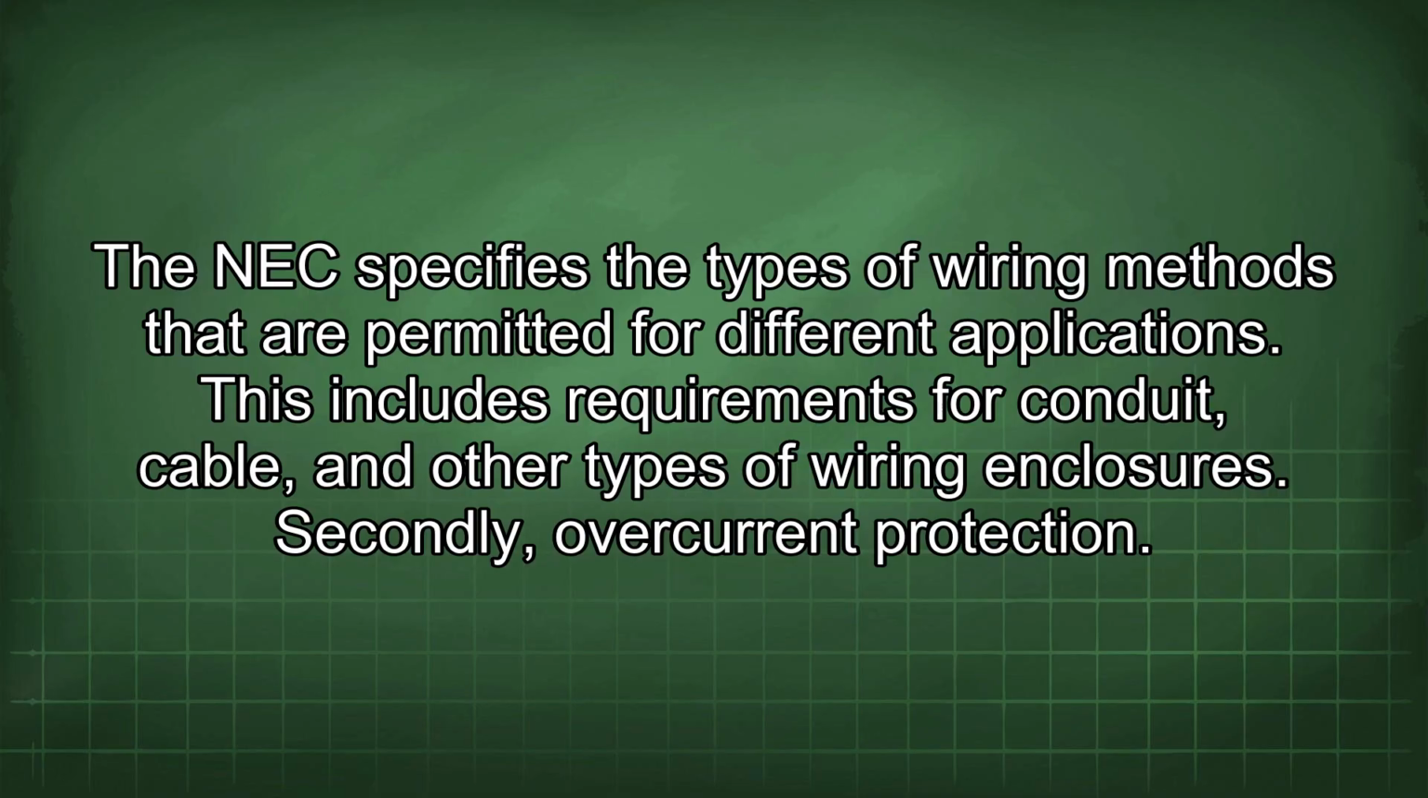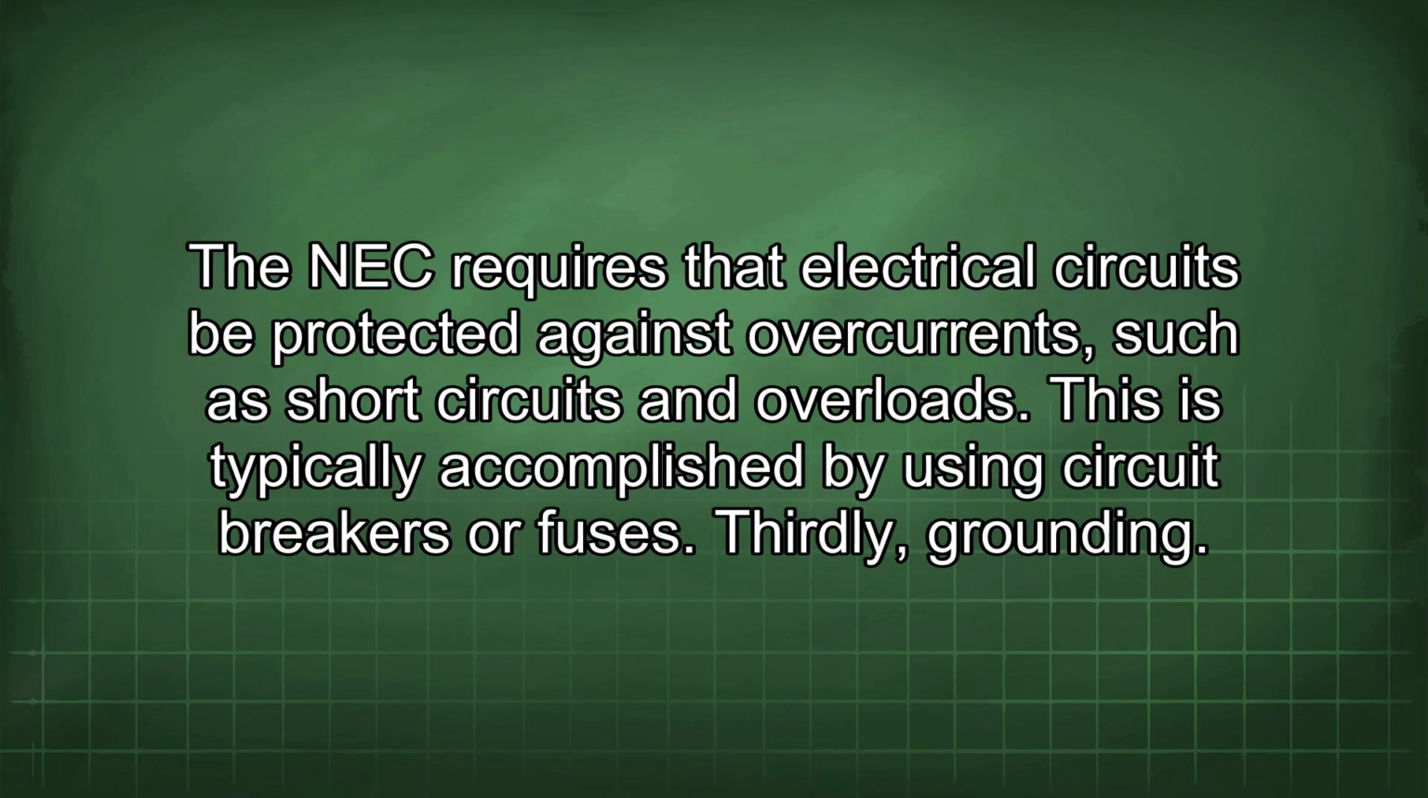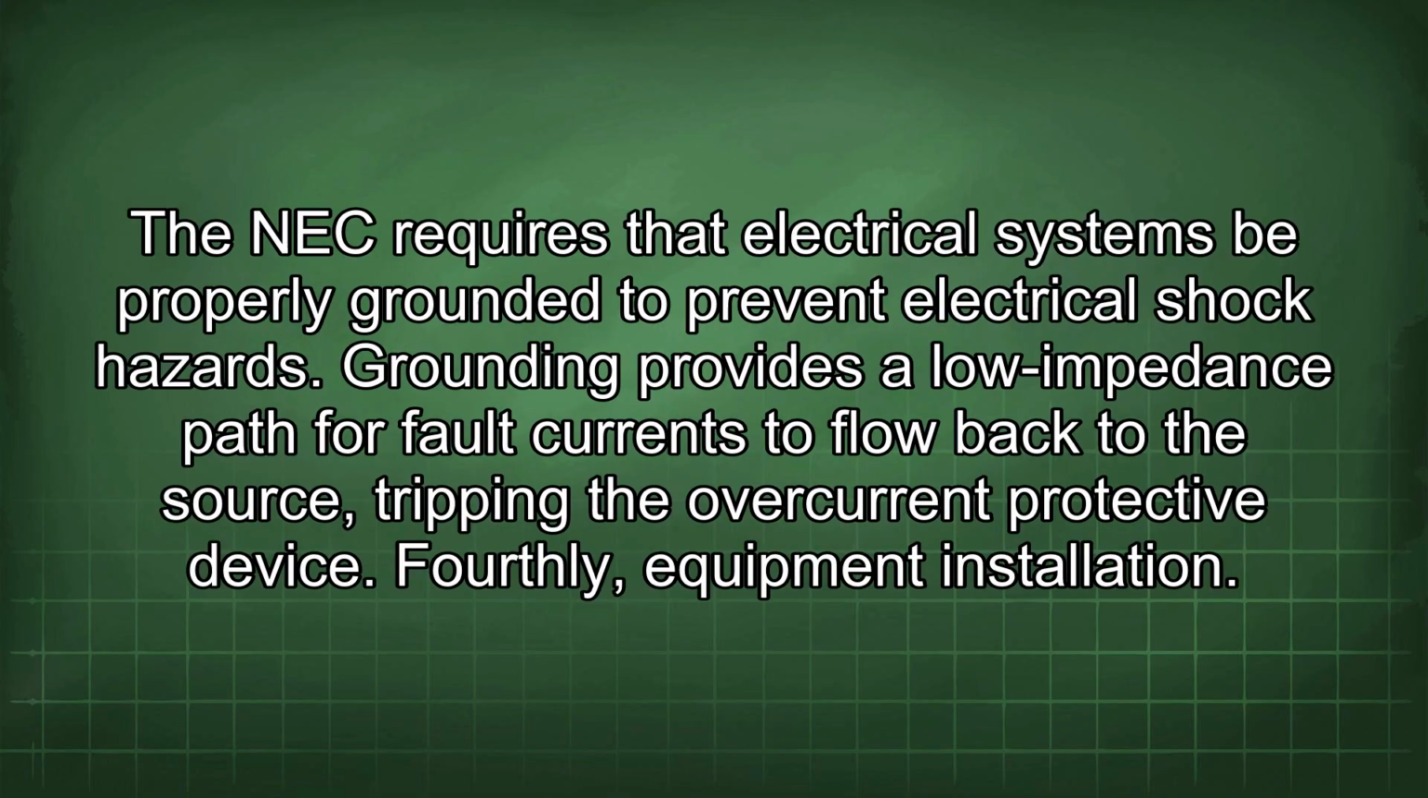Secondly, overcurrent protection. The NEC requires that electrical circuits be protected against overcurrents, such as short circuits and overloads. This is typically accomplished by using circuit breakers or fuses. Thirdly, grounding. The NEC requires that electrical systems be properly grounded to prevent electrical shock hazards. Grounding provides a low impedance path for fault currents to flow back to the source, tripping the overcurrent protective device.